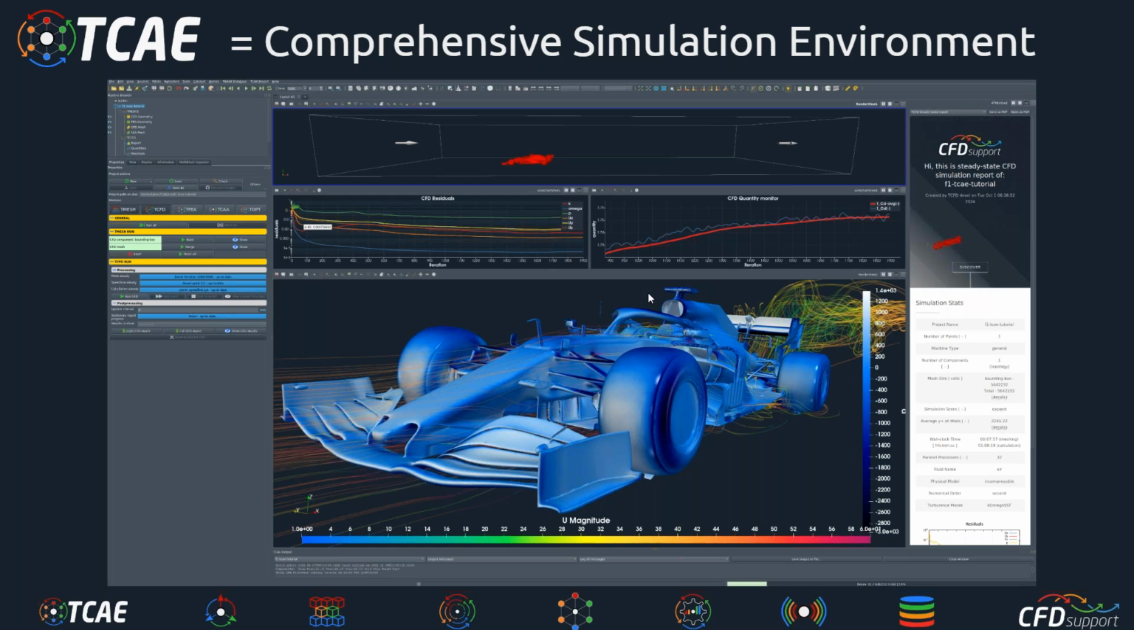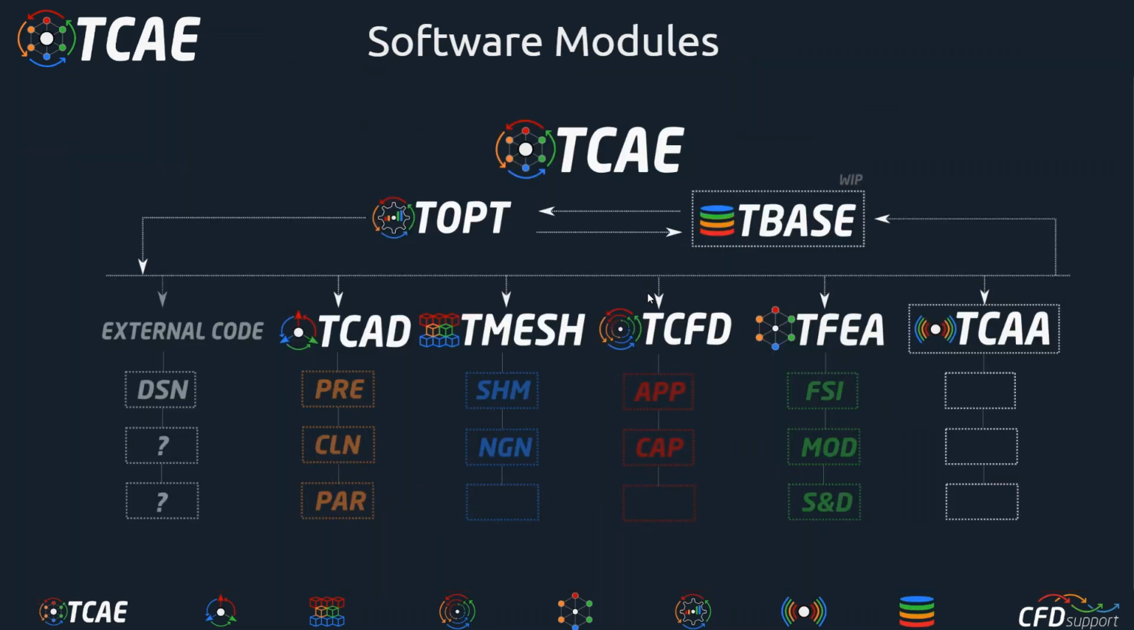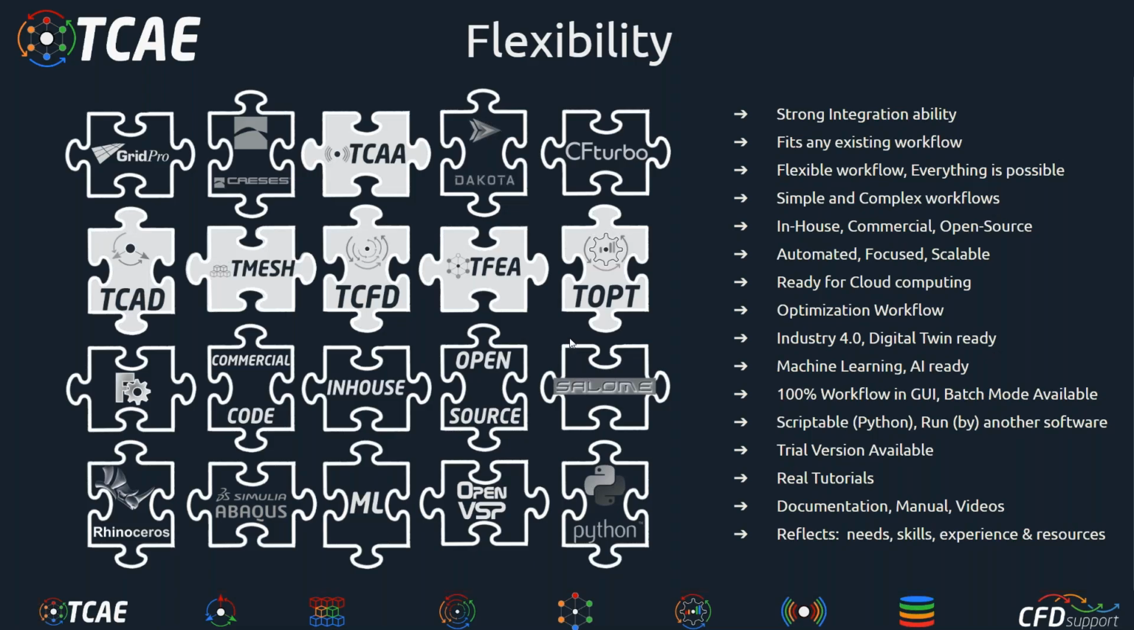There are a lot of things we could say about it. It definitely consists of modules. There are modules for meshing, modules for CFD, for FEA, for acoustics, for optimization, and more. So all the time, more modules are still to come. And TCAE is extremely flexible. It's ready to fit any existing workflow or any completely new workflow from scratch.